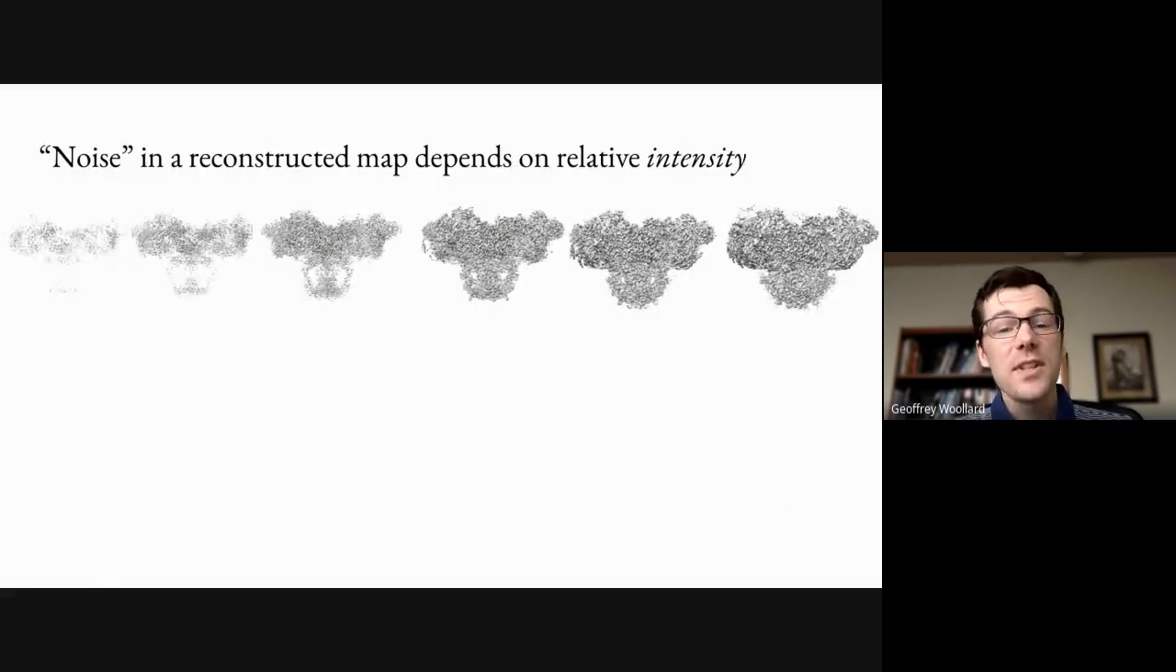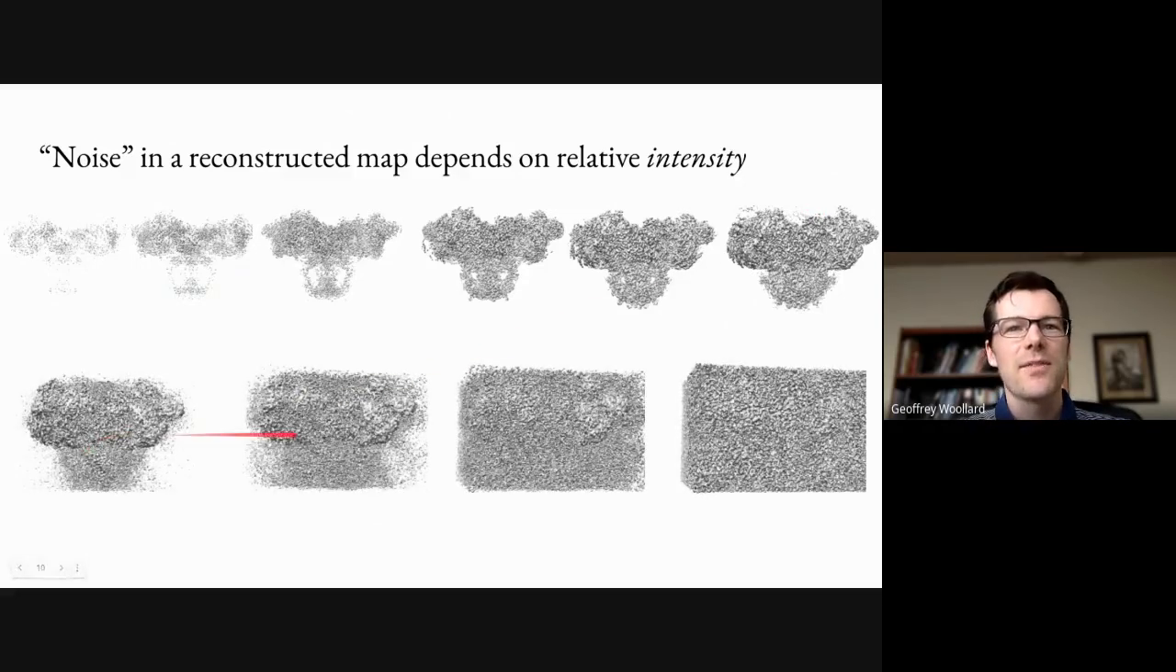Noise in a 3D reconstruction really depends on the relative intensity. So here, I don't know if Omid, you recognize it, this is one of your published structures, of the ranitidine receptor. And it's just thresholded at different intensities, and you can start to see some solvent noise appear here until you have a cube of noise. So it really depends on the relative intensity.